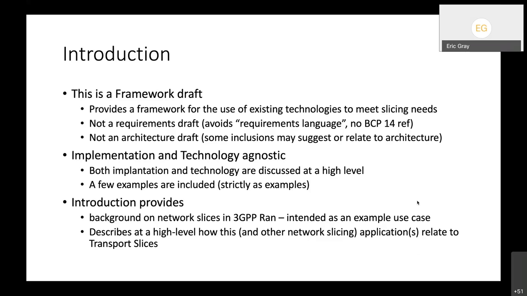And then this introduction provides the background, and this is supposed to be in all caps. The spell corrector wasn't intended, and that's as an example, because we recognize that there are other applications that are crying out to use the term and concepts of network slicing. And then we describe some applications and how they relate to transport slices. A word on transport slices, which came up during the definition draft.